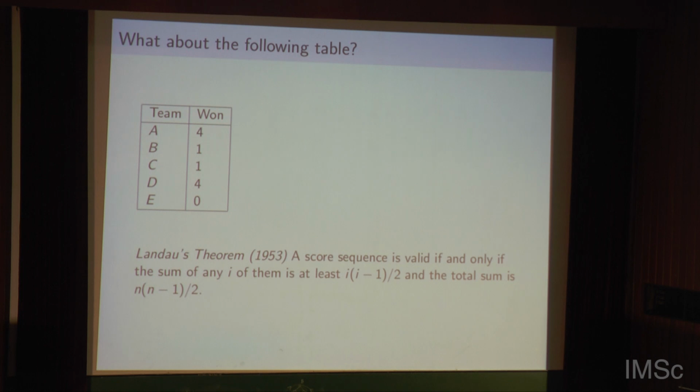But that alone is not enough. We saw some examples where it is realizable, some examples where it's not realizable. And this theorem, 1950s, was a deep theorem. The proof is not very hard, but it required some work to show that the only time when it's realizable is if you sum any 2 of them, it must be at least 2C2. If you sum any 3 of them, it must be at least 3C2. If you sum 4 of them, it must be at least 4C2, which is 6. If that happens, and the total sum is nC2, then I can construct a tournament like this.